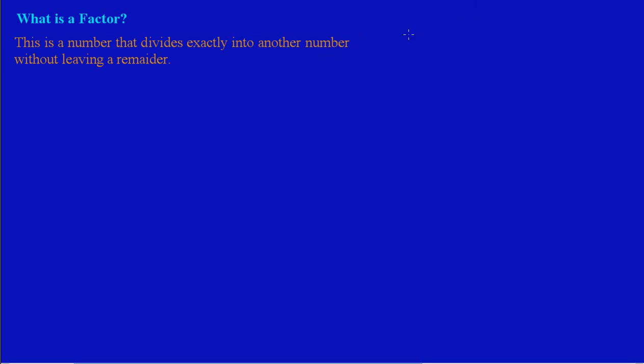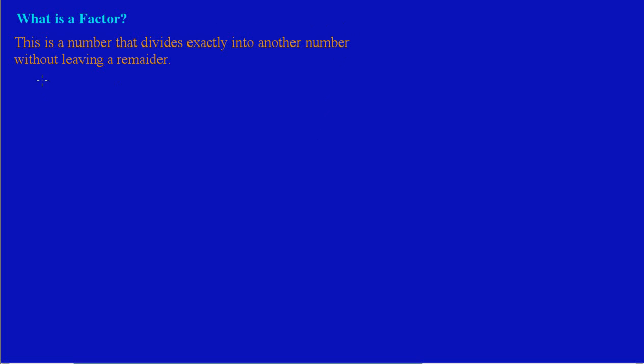In this tutorial, we're going to be continuing with our key fundamentals in math. The next basic thing that you ought to know is what a factor really is. By definition, a factor is any number that can divide exactly into another number without leaving a remainder. So what does that really mean?